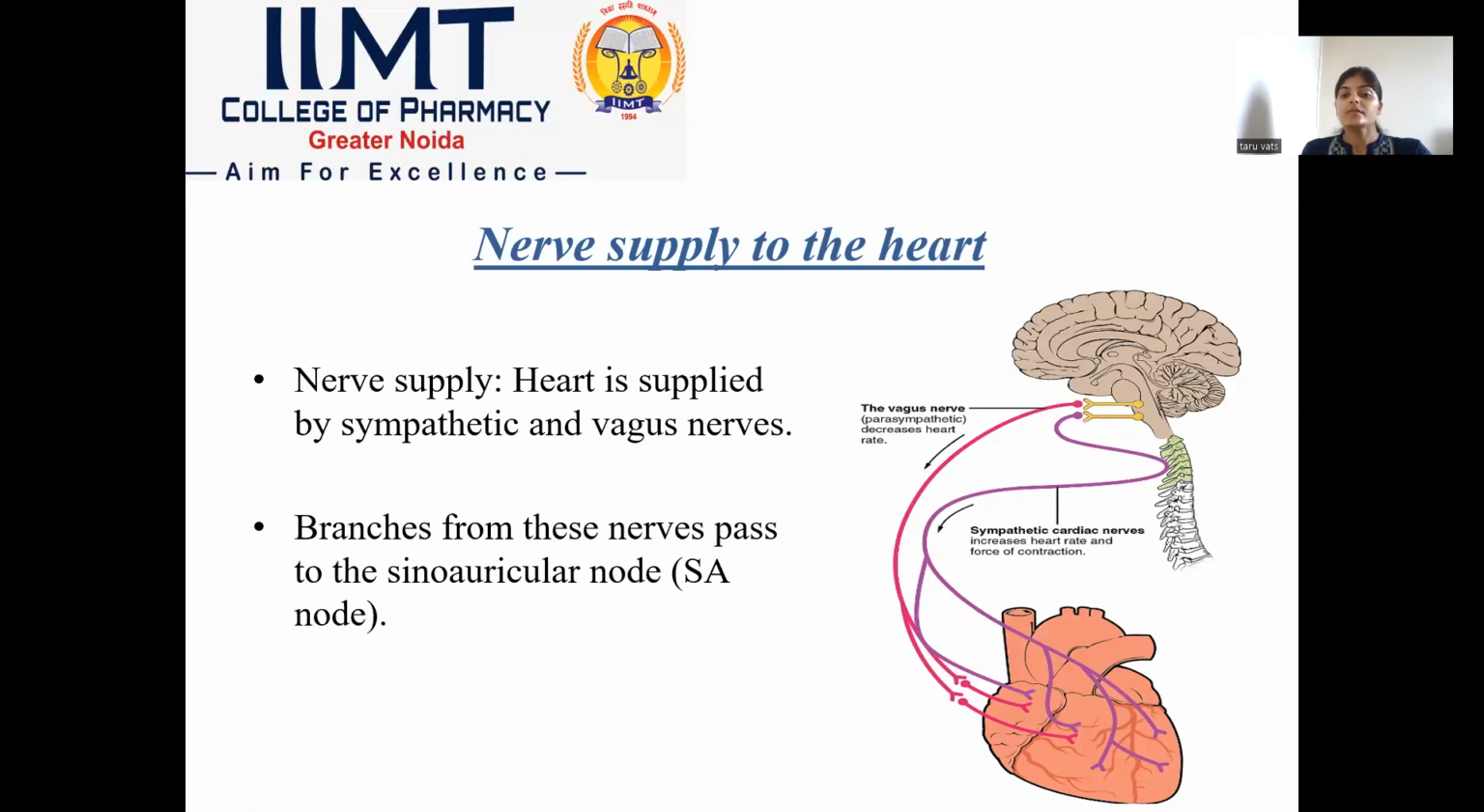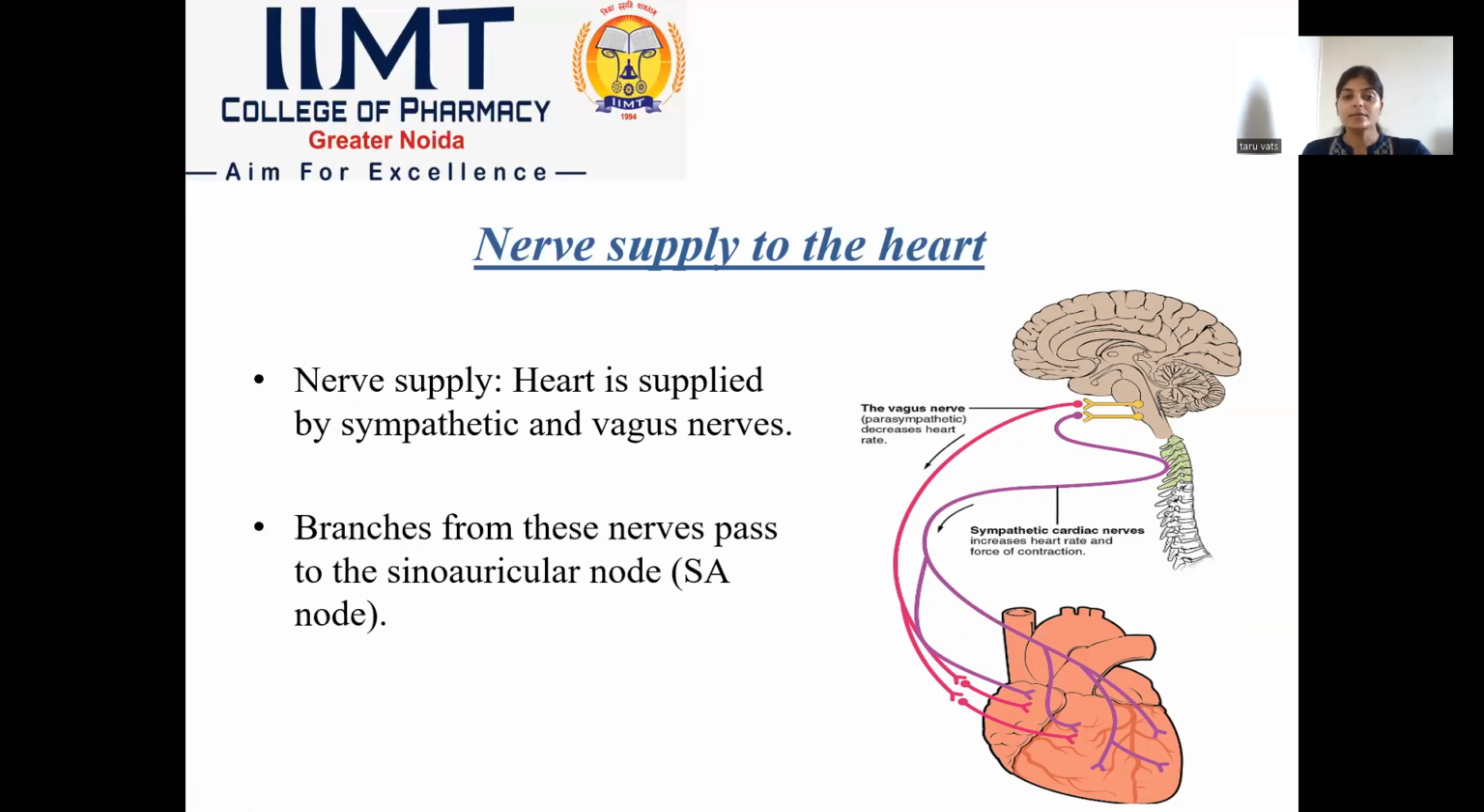Vagus nerve, that is parasympathetic nerve, which is responsible for decreased heart rates. Branches from these nerves pass to the sino-auricular node, which is also known as SA node.